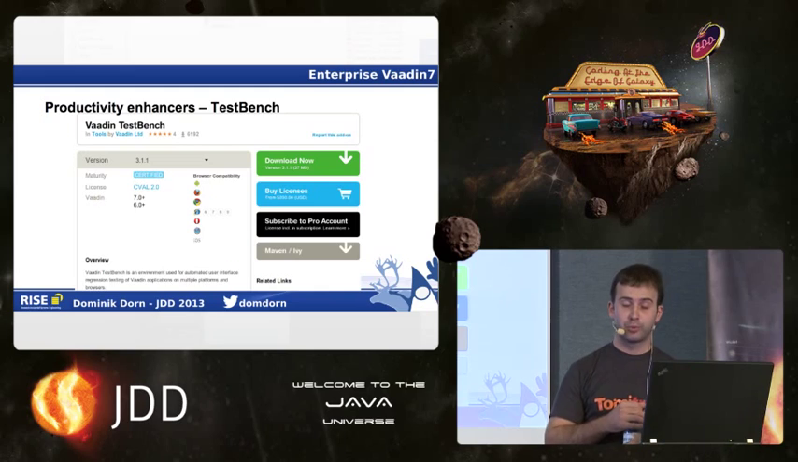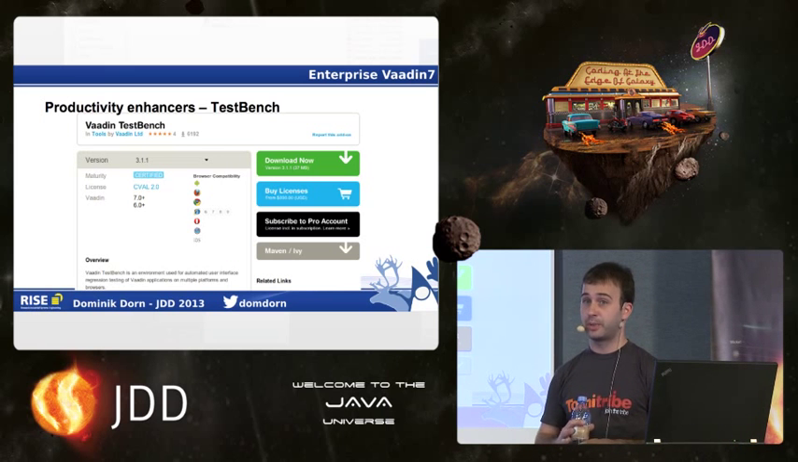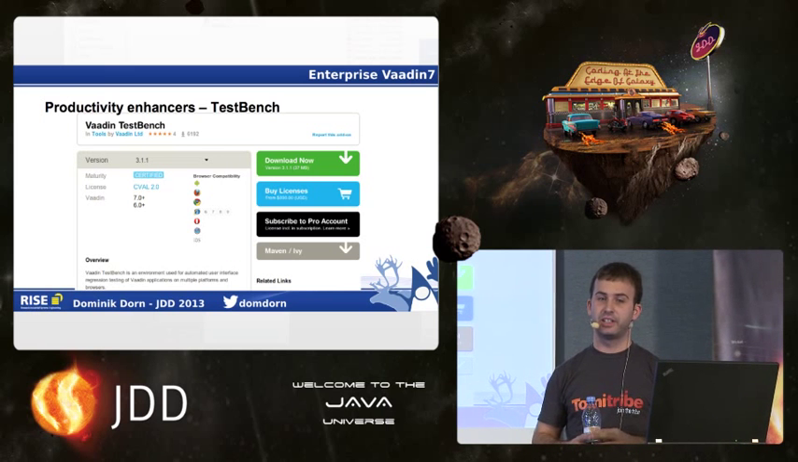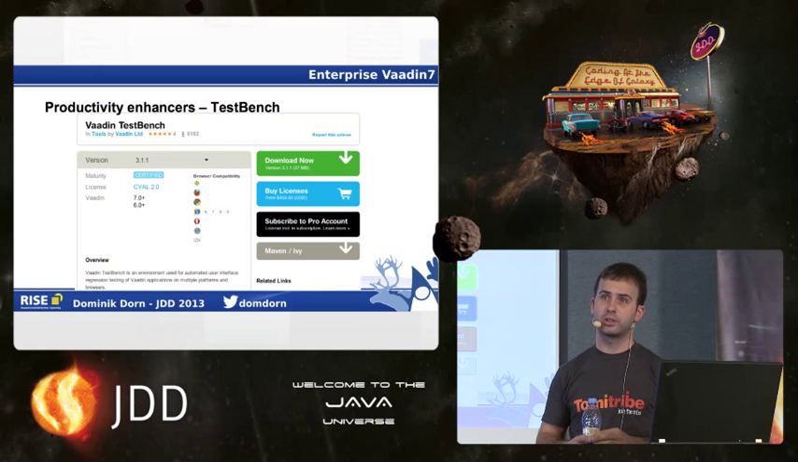Another productivity enhancer is the Vaadin TestBench. It's basically a fork or an adaptation of Selenium 2, I think. It has some special hooks into the Vaadin components, so you don't have to mess around with XPath or custom IDs, and it really helps you to quickly make Selenium-based tests for your application.